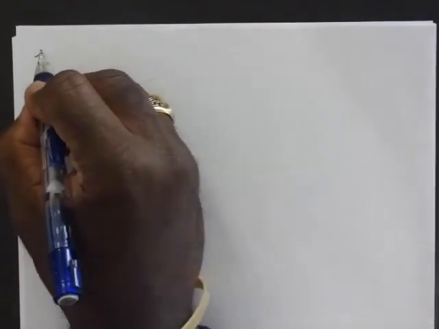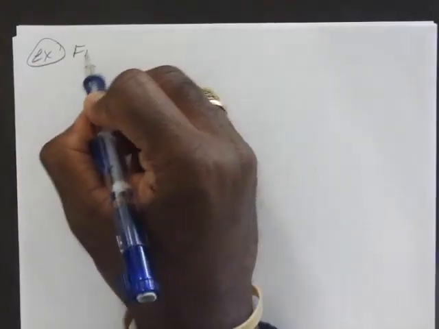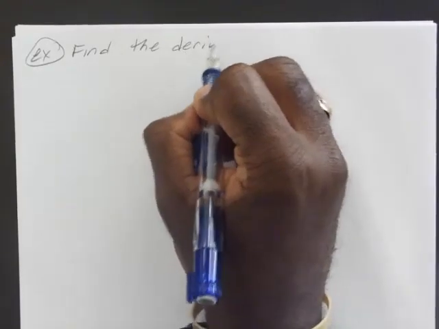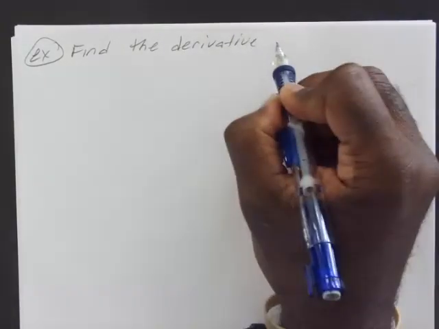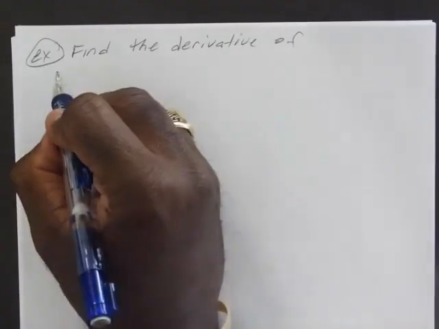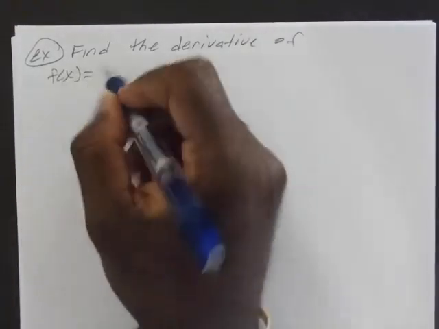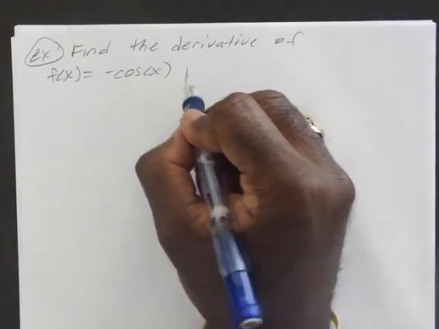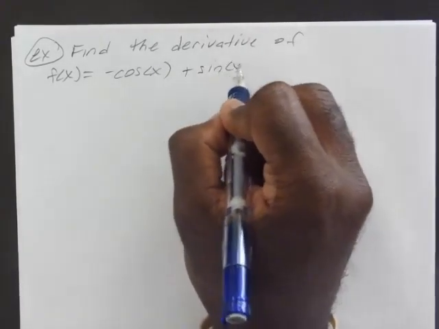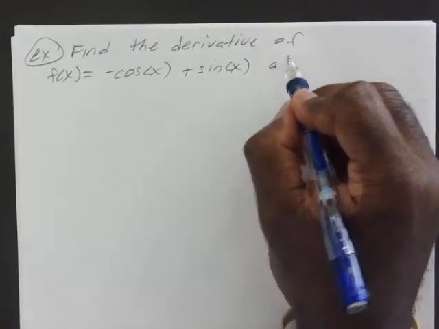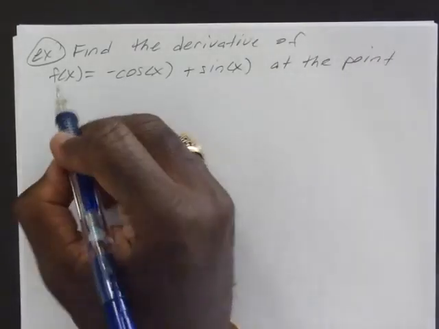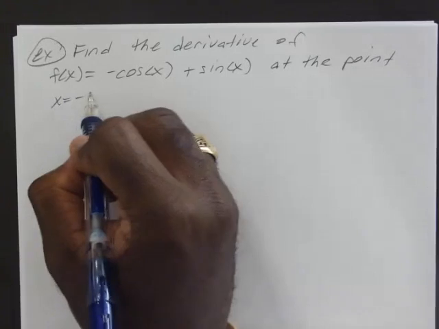So what if we wanted to find the derivative of f of x is equal to negative cosine of x plus sine of x at the point x equals negative pi over 2.